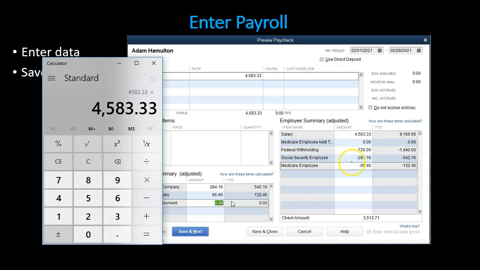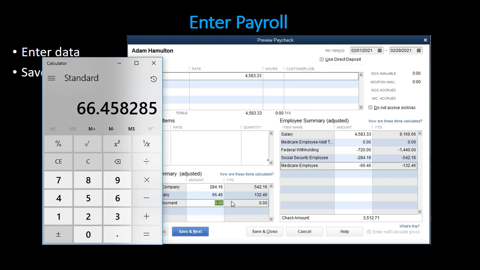In this case, I think the Social Security was 0.062, 6.2%. So we might not be using the exact number, but yeah, it looks like we are actually. So 284.16. So that would be an easier one to calculate. And then the Medicare would typically be an easy one to calculate too, as a flat tax, 4583.33 times, I think it's 1.45, so 0.0145, 1.45%, and that would give us the 66.